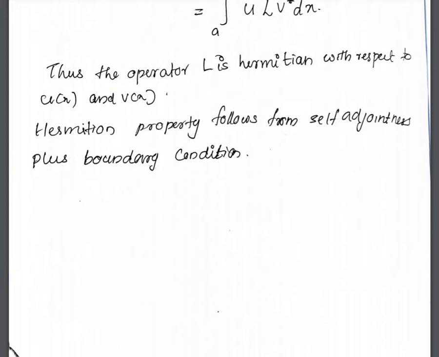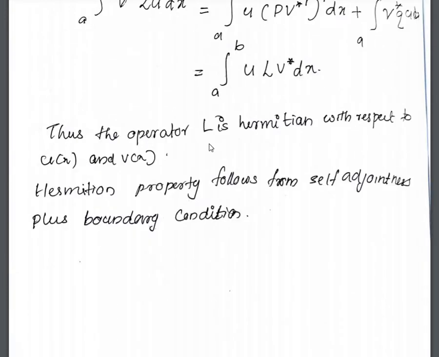That means here the operator L is Hermitian with respect to u of x and v of x. So here Hermitian operator is nothing but the self-adjoint operator plus applying the boundary conditions. We can say that Hermitian property follows from self-adjointness plus boundary conditions. So a self-adjoint operator can be called a Hermitian operator, but it has to obey certain boundary conditions.